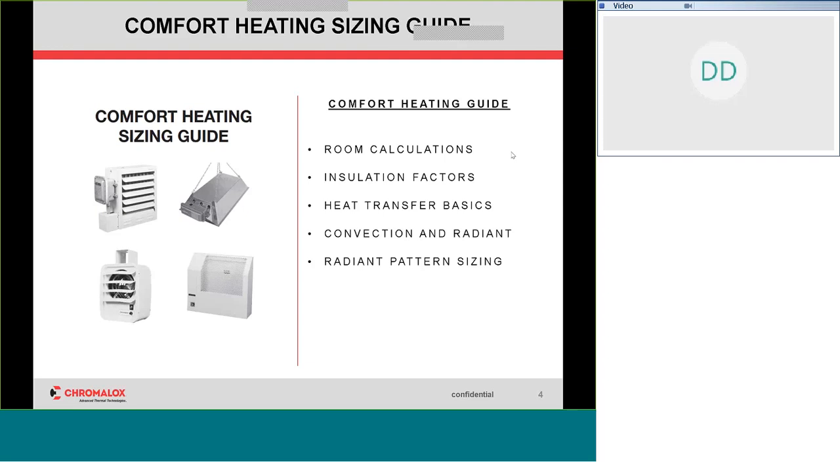This goes through general room calculations, insulation factors for building materials, walls, ceilings. We're all familiar with that. The heat transfer basics on how the heat is applied, and then the type of heat we're applying through convection. Forced fan convection is another term they use. Radiant heating, and then pattern sizing for radiant heaters. Hopefully simplify that, because I really do think that this comfort heating is, I don't want to say simple is the wrong word, but an easy concept and design to do yourself in the field.